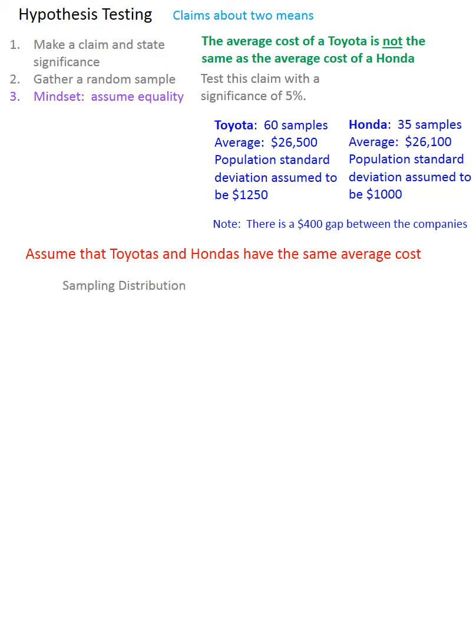So under the assumption of equality, that Toyotas and Hondas have the same population average, we're going to look at a sampling distribution of what Toyota sample minus Honda sample might look like. Now when I write x bar Toyota minus x bar Honda, I don't mean the particular numbers in our data. I don't mean the 26,500 and the 26,100. That difference is clearly 400. What I'm looking at here is something more general.